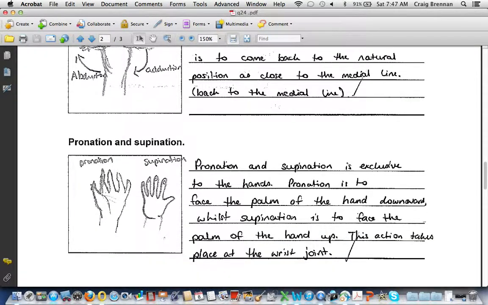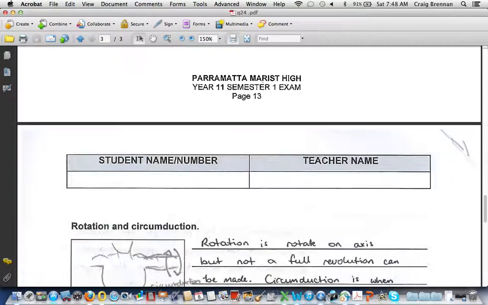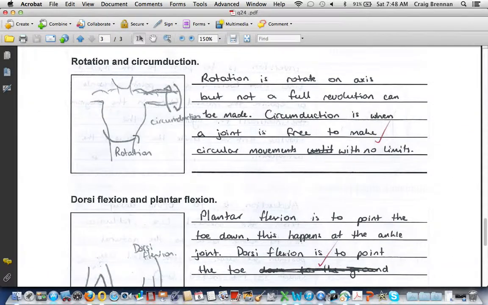Pronation and supination. Again, we've got the drawing here, hands up, hands down. I can tell by the pictures which is which. Pronation and supination is exclusive to the hands. Pronation is to face the palms of the hand downward, while supination is to face the palms of the hand up. This action takes place at the wrist joint. Very good, easy. And remember we spoke about the bowl of soup. So your palms are going to be facing up for soup.